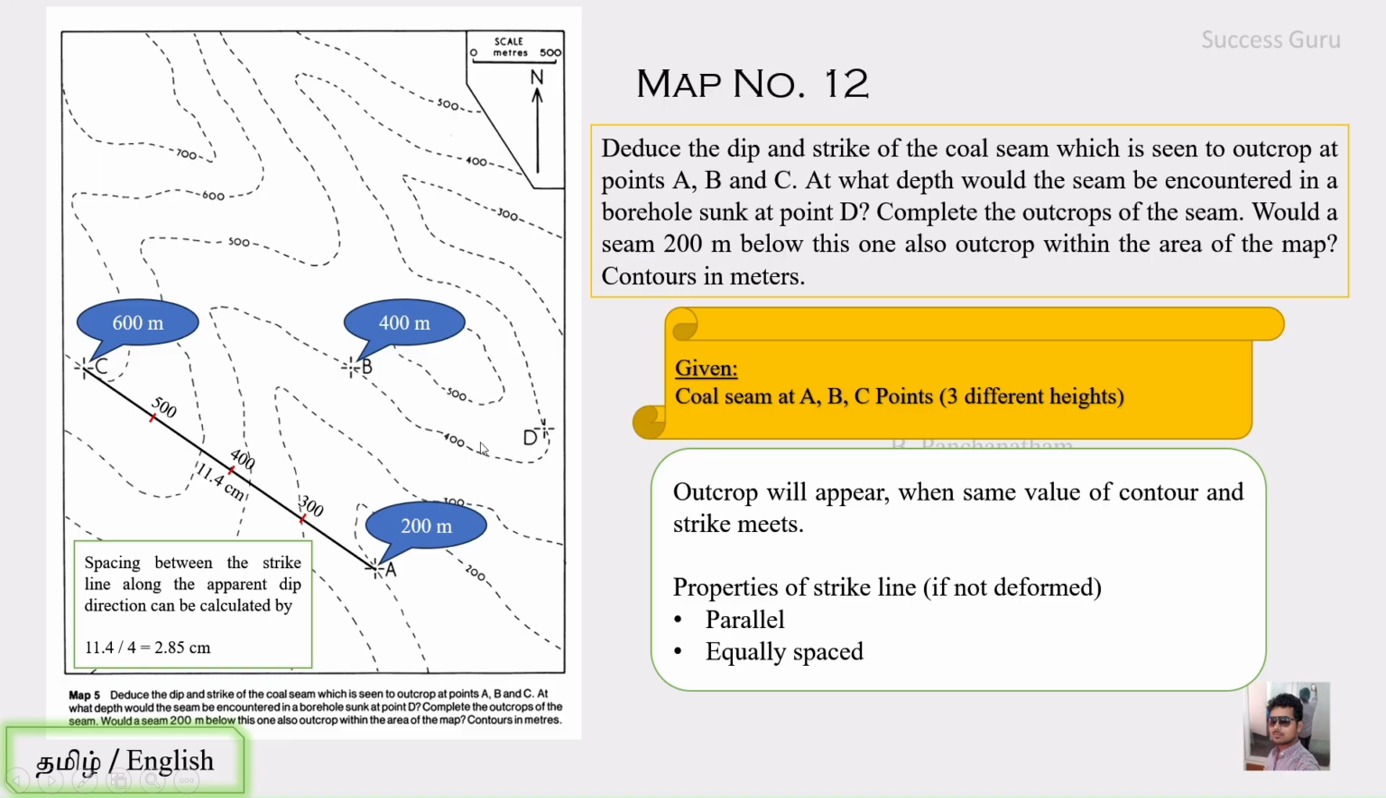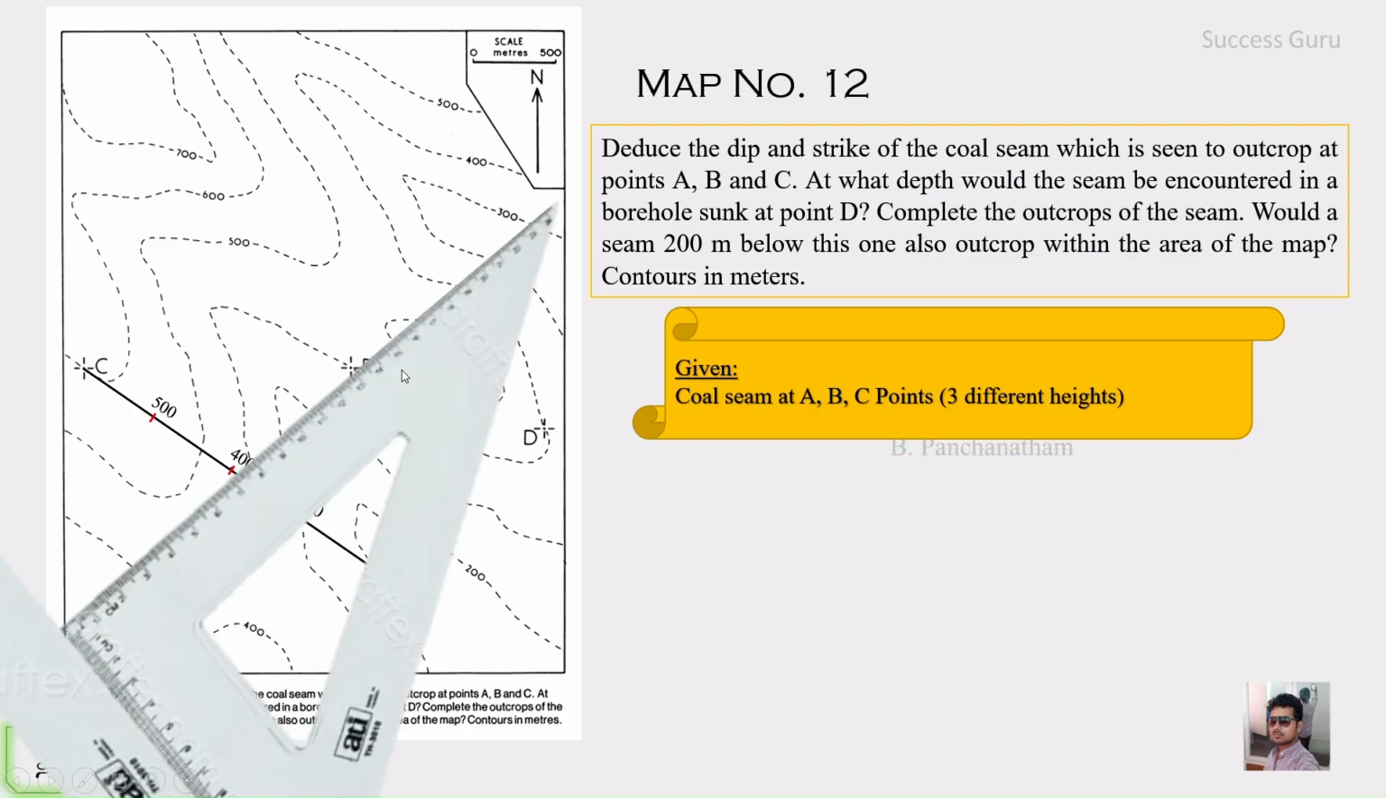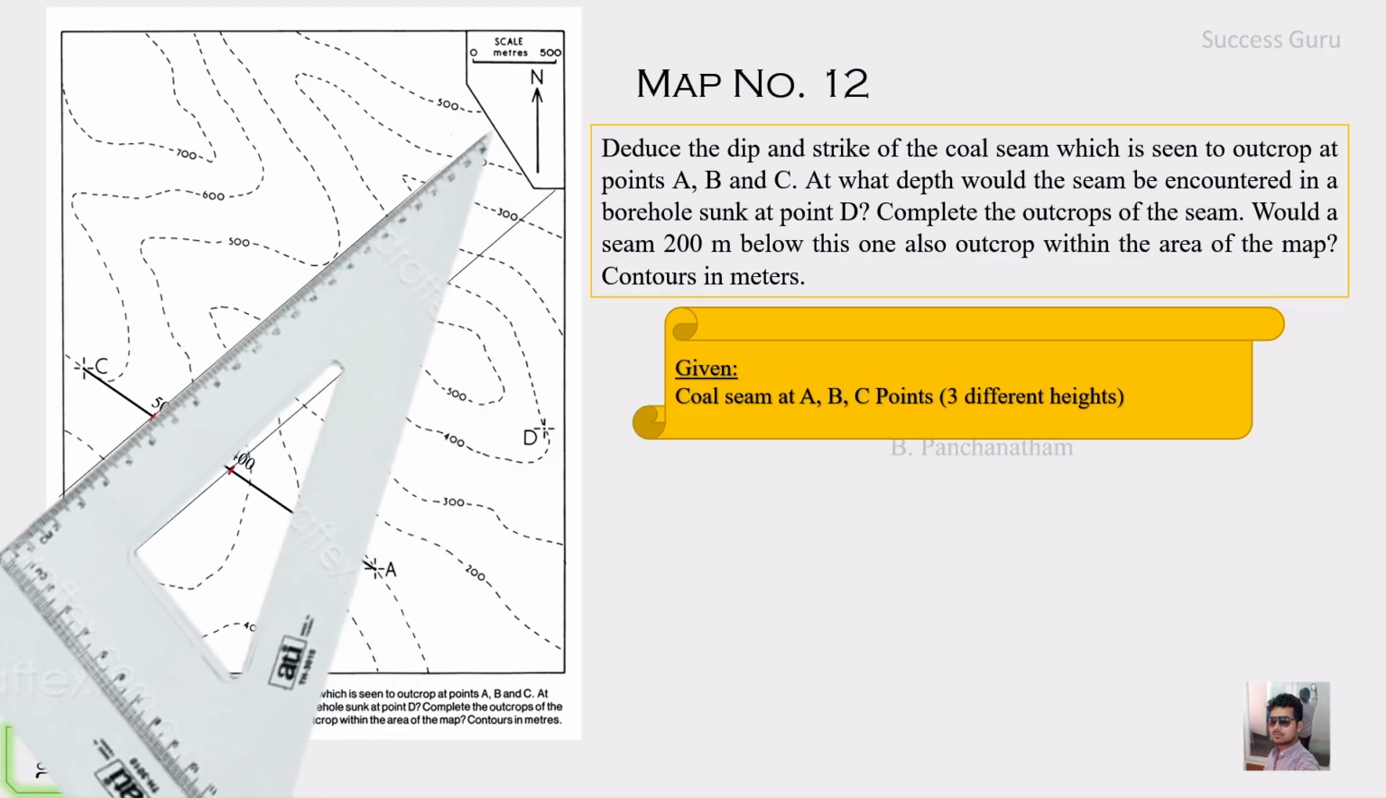How? We need two equal values, that is the strike line that connects equal elevation for a particular inclined plane. So we have 400 here for the same coal seam and the 400 here. So what we can do is draw the very first strike using two set squares like this. So this is the very first strike, right? We know the strikes are parallel, so we will use the set square, and we have all other values here. So we'll just move the set square from here to here and draw the second line.